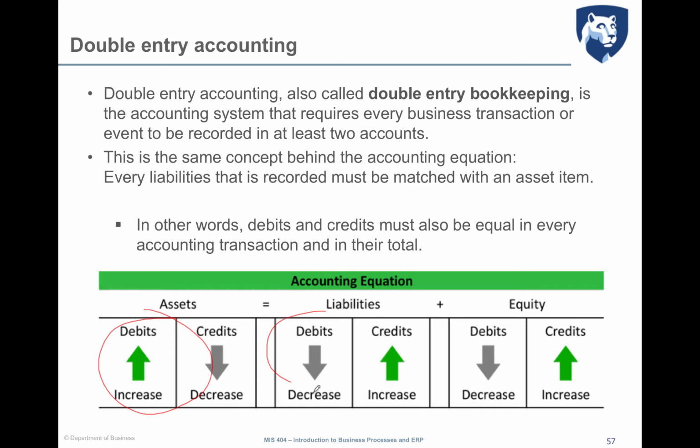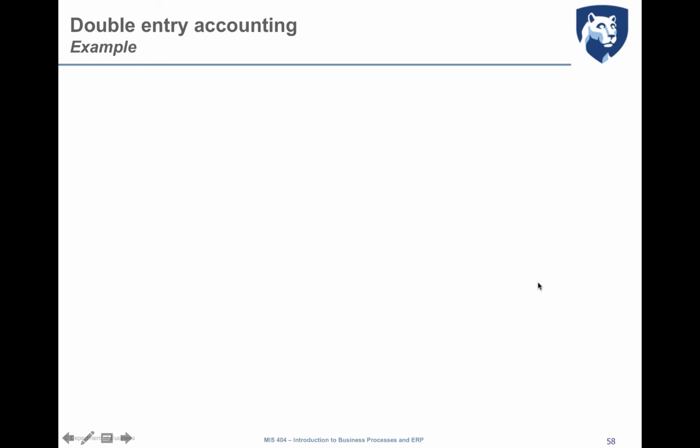So, if a debit increases on assets, a credit decreases. If a debit decreases on liabilities, a credit increases, and if a debit decreases on the equity side, the credit decreases. This assures you that at any moment of time, the total of assets will be matched with the total value of the liabilities plus equity. Let's make an example of how this practice is implemented in action.